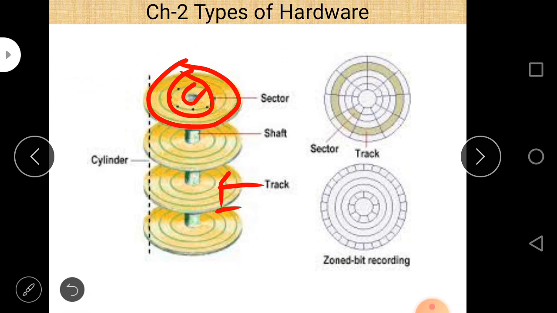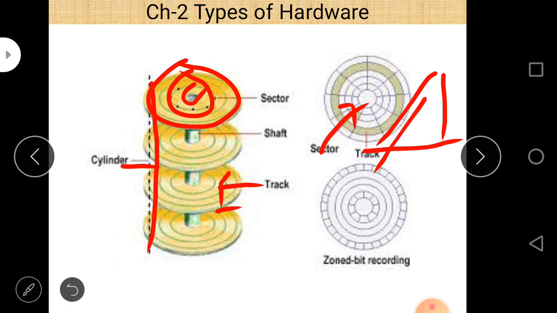And regarding each track, in each and every platter they make a cylinder, just like that. Just join all of these and this makes a cylinder here. And there is a pie-shaped region in each track that is called the sector. So we can see that it is a sector here. It is like that. So this is a pie-shaped region.